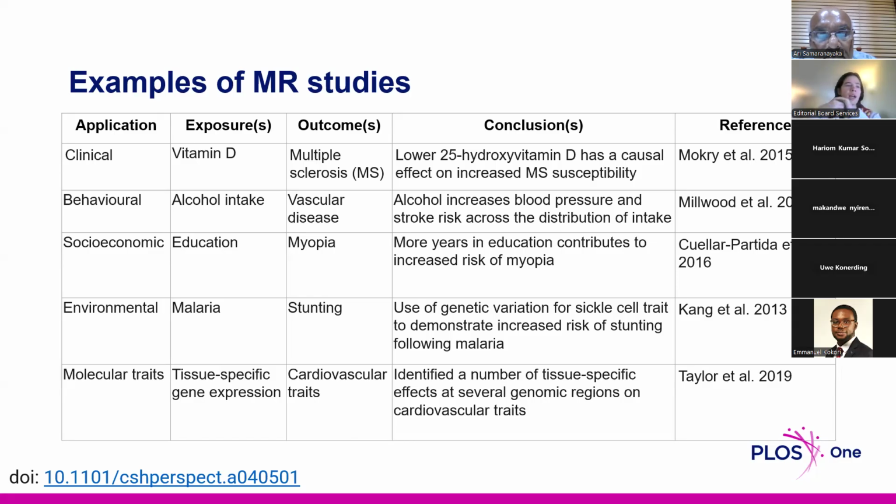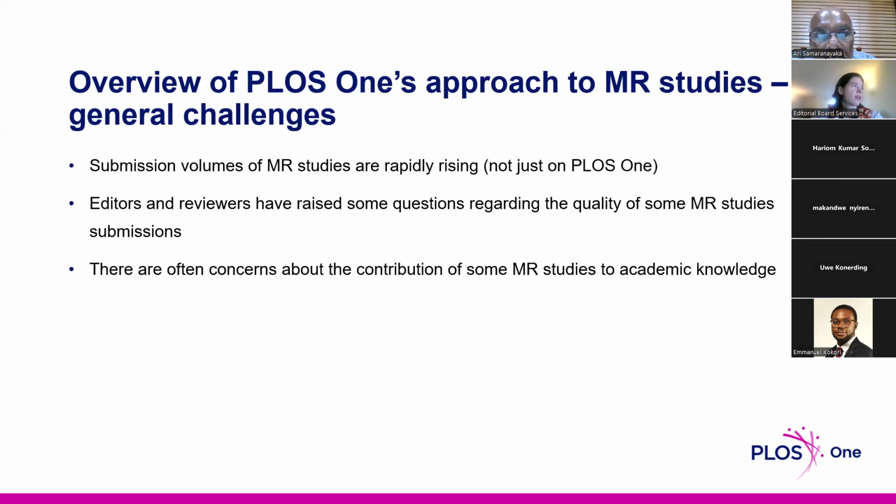And that sort of leads to the actual problem that we often encounter with this study type, because it is so easy to apply and it can be applied on so many topics. The submission volumes of Mendelian randomization studies are rapidly rising. They're through the roof. And this is not just something that PLOS One is experiencing. This applies to pretty much any journal that is out there. And as often when the submission values explode like this, there are concerns that go hand in hand with it. For example, in the case of the MR studies, we've had editors and reviewers raise concerns regarding the quality of these studies and if they actually contribute to academic knowledge.